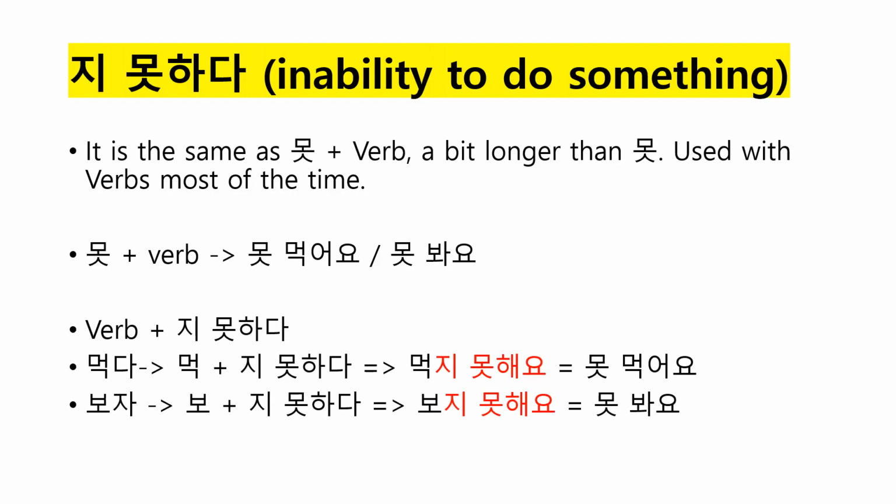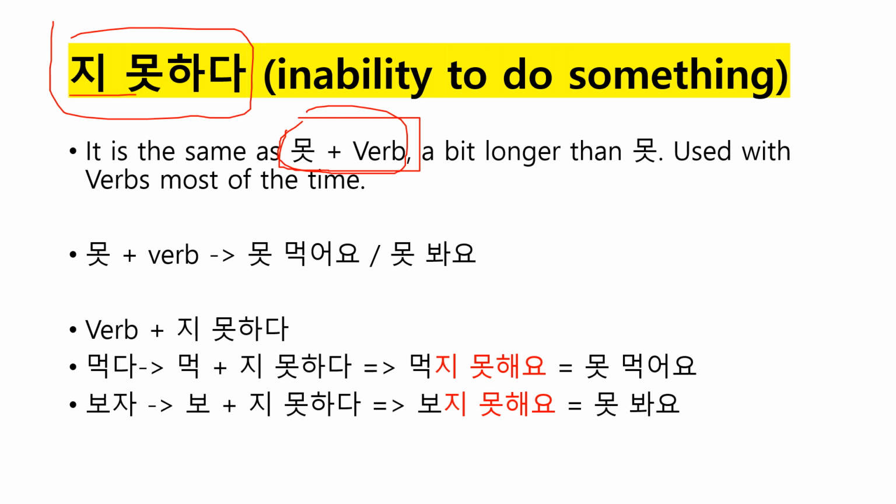So 지 못하다, first of all, the meaning is someone's inability to do something. We use it when we cannot do something because of external factors, external reasons. In that case, you say 지 못하다. It is the same as this structure, 못 plus verb. The only difference is that in this structure, you use first the particle 못 and then the verb. In the other structure, you use first the verb and then 못하다.